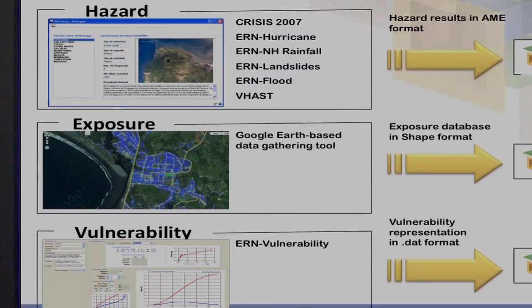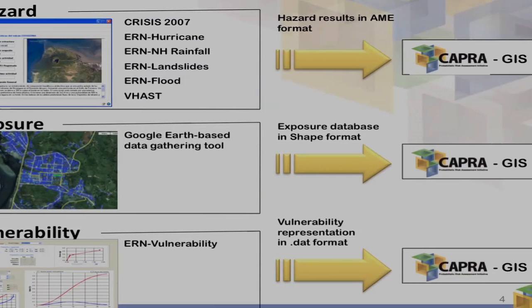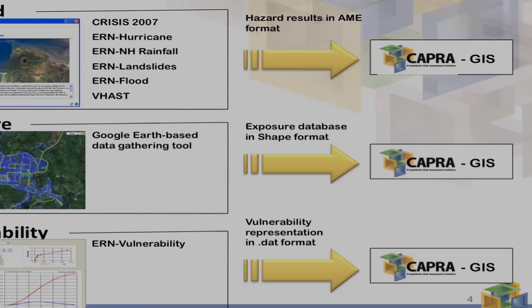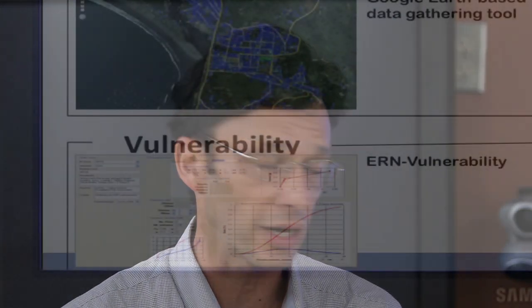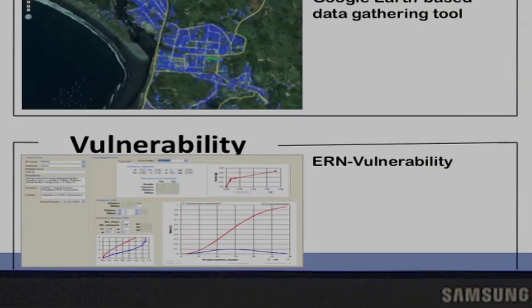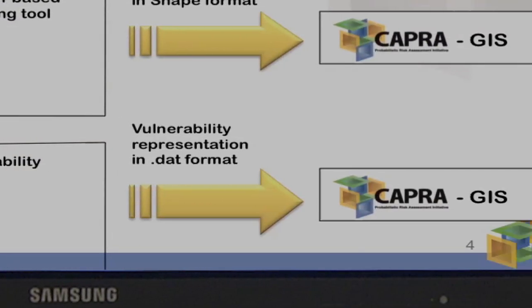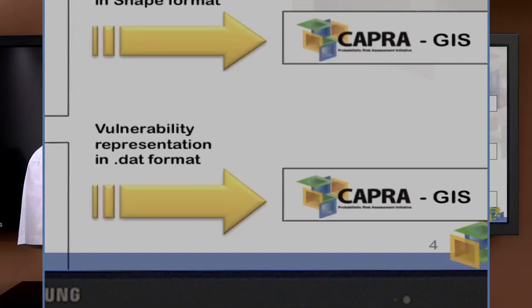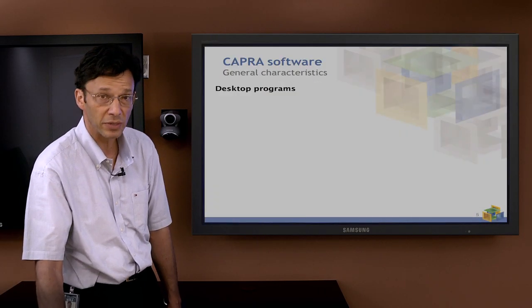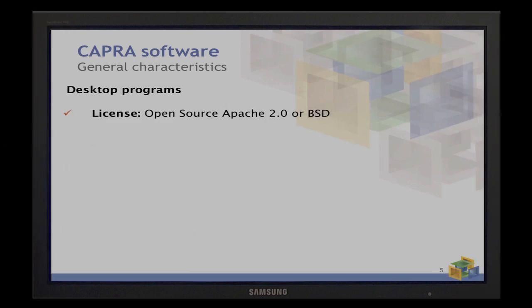The exposure module enables data to be gathered in shapefiles for representation of the different exposed components subject to the action of the different hazards analyzed. Lastly, we have the vulnerability module, which generates files in the .dat format for connection with the main CAPRA GIS tool or main CAPRA GIS platform. This links the above-mentioned modules and analyzes risks.